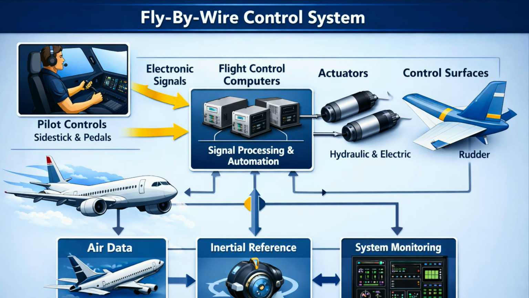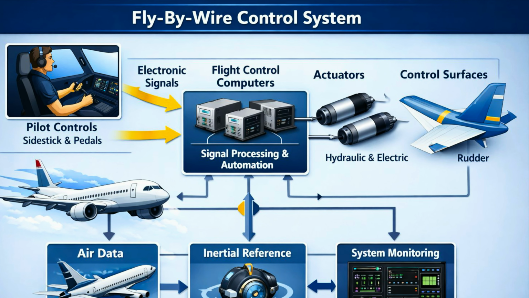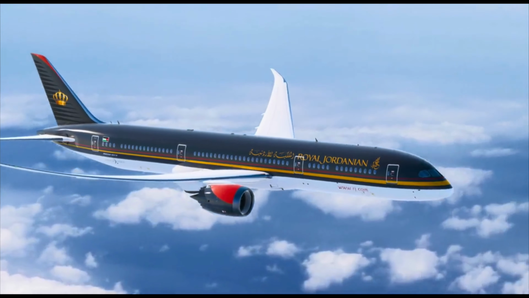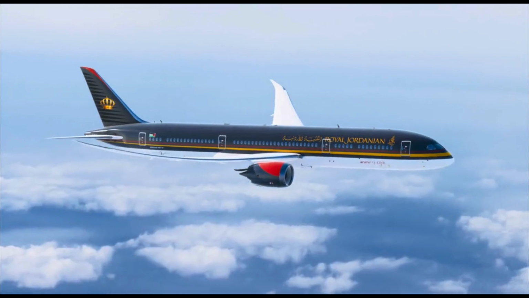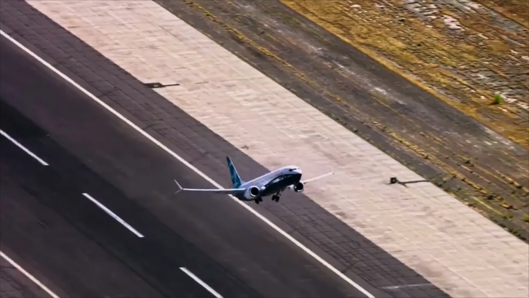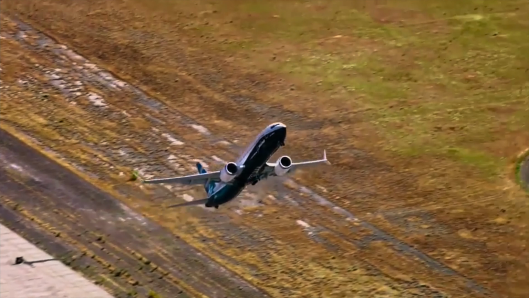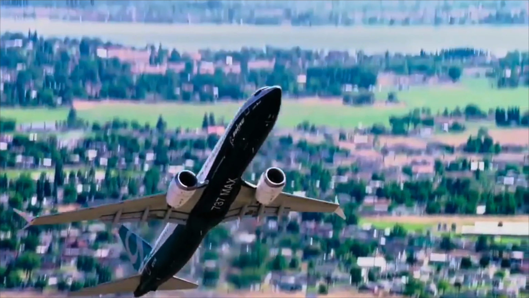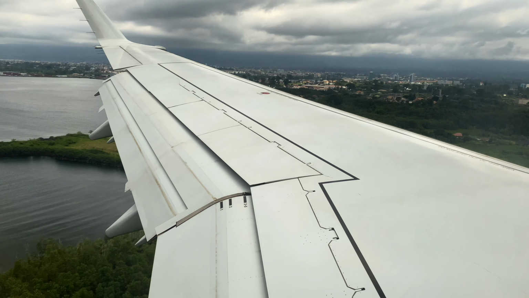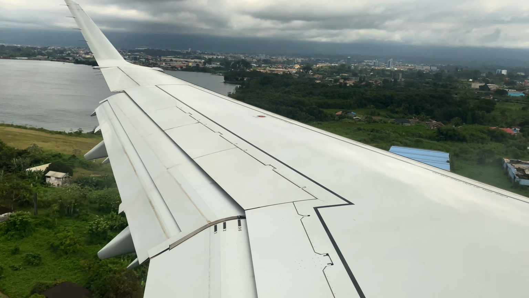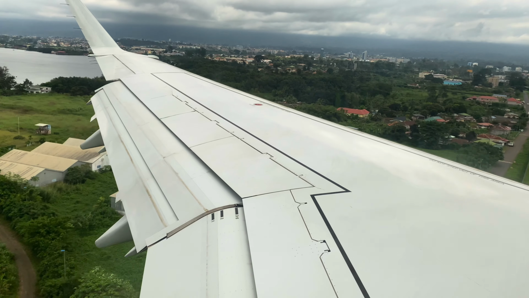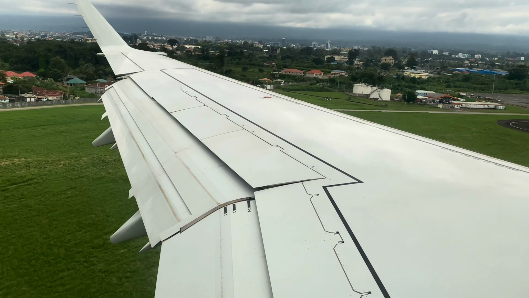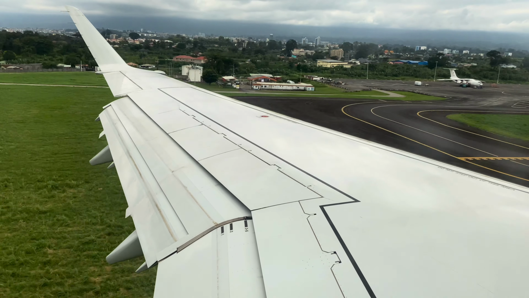These computers already know the aircraft's speed, altitude, weight, attitude, and aerodynamic condition. In a fraction of a second, they calculate the safest way to achieve what the pilot wants to do. Only after that calculation do actuators move the control surfaces smoothly, precisely, and within safe limits. To the pilot, it feels completely natural, but behind the scenes, the aircraft is constantly thinking.